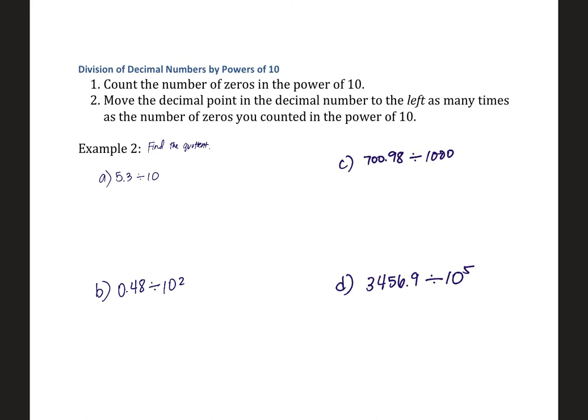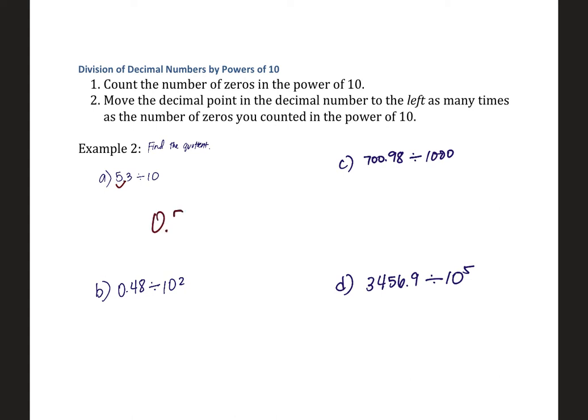So when we talk about dividing decimal numbers by powers of 10, it's going to be very similar to multiplying by powers of 10. So we're still counting the number of zeros in the 10 or power of 10. And then we're moving the decimal point that number of times, but to the left now because we're making a smaller number by dividing by 10 or dividing by the power of 10. For this first one, 5.3 divided by 10, I'm going to take that decimal point and move it 1 time to the left because 10 only has 1 zero.